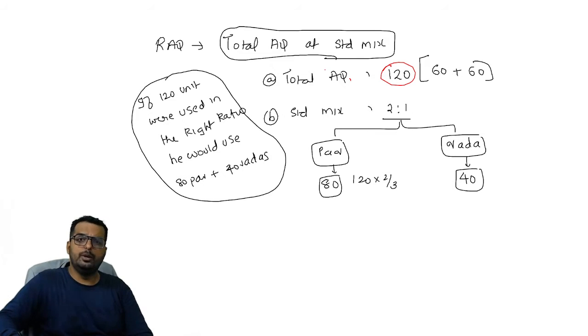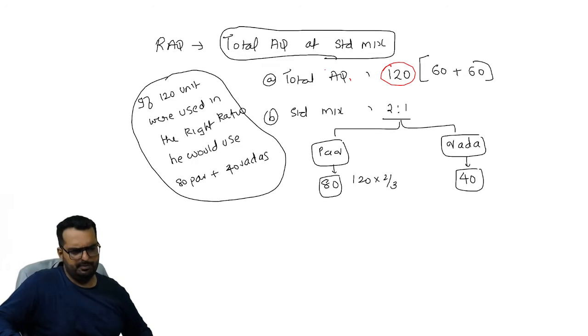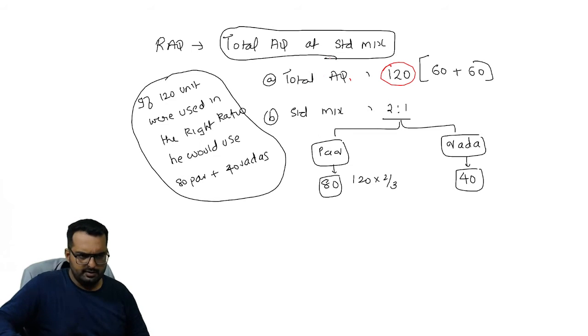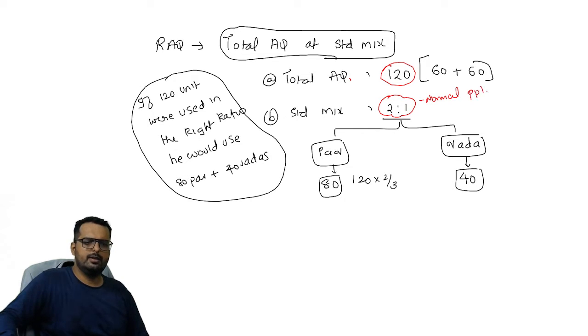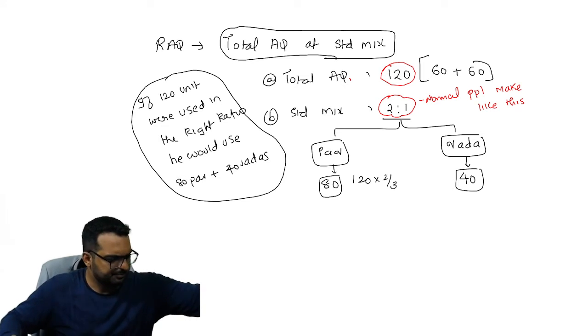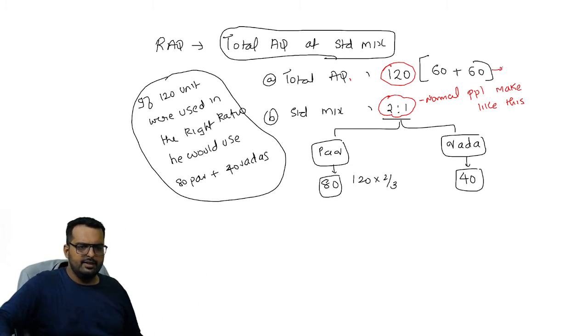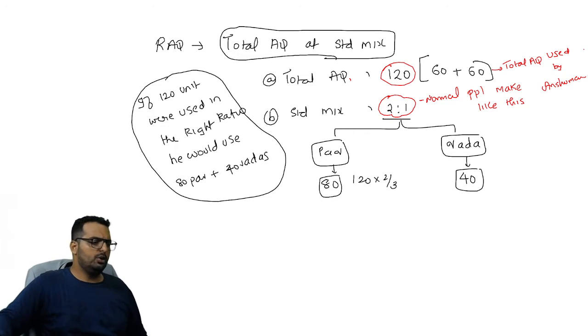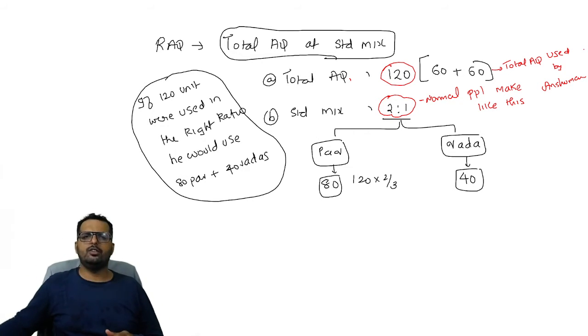Pav and vada should be in the ratio of 2 is to 1. Standard mix means normal people make like this. Sixty plus 60 is the total actual quantity which is used by Anshuman. See, the logic is like this. Anshuman has used 60 pav and 60 vada. Total, how many units has he used? He has used 120 units.